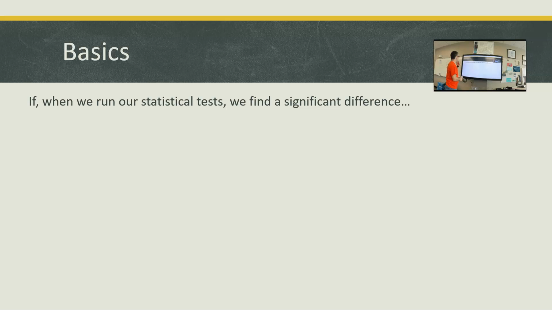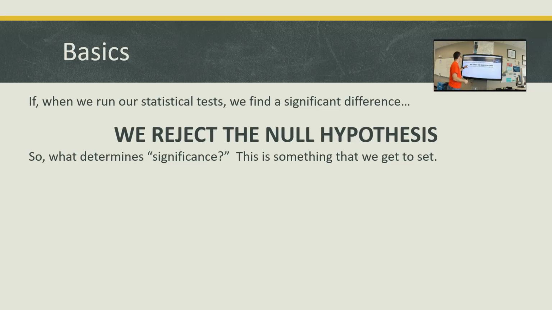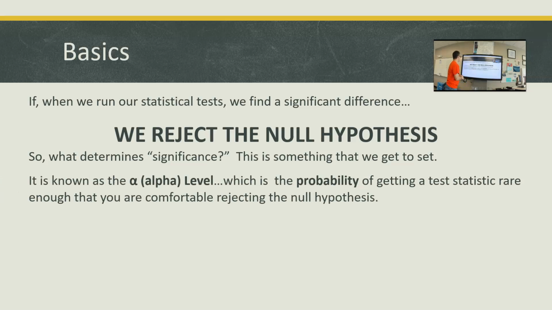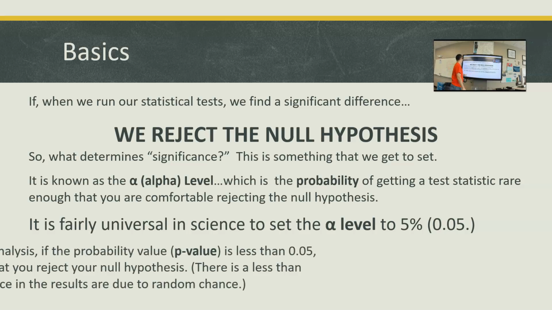All right? If when we run our statistical tests, we find a significant difference, what we say is that we reject the null hypothesis. We don't accept, and we can accept the alternative hypothesis. So what determines significance? This is something we get to set. It is known as the alpha level. The alpha level is the probability of getting a test statistic rare enough that you're comfortable rejecting the null hypothesis. It is fairly universal in science to set the alpha level to 5%, which is 0.05. So your alpha level will be 0.05 in most cases.